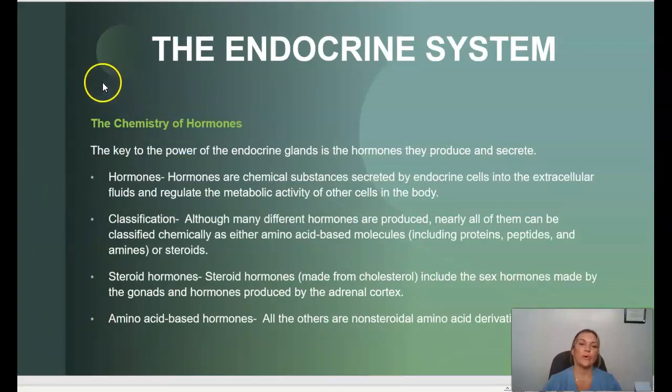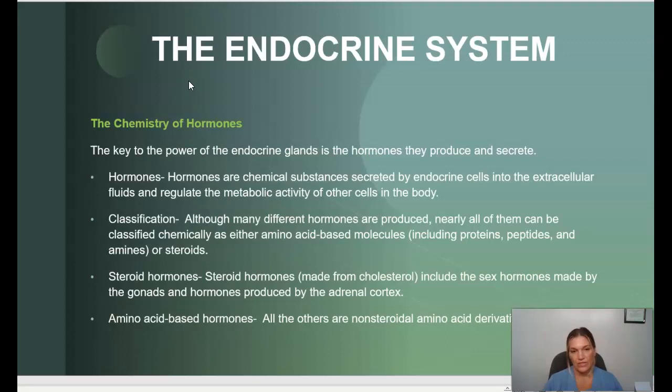So, chemistry of hormones. The key to the power of the endocrine glands is obviously the hormones that they produce and secrete. As we've been discussing, hormones are those chemical substances that are secreted by these endocrine glands and help to regulate metabolic activity of other cells in the body.